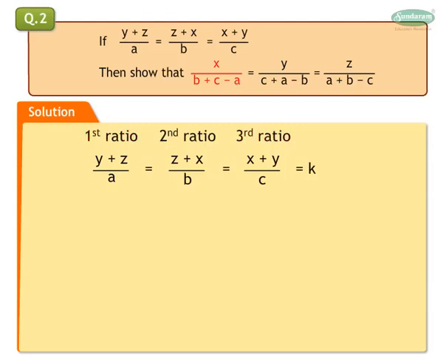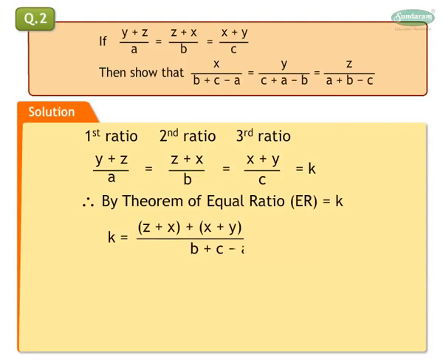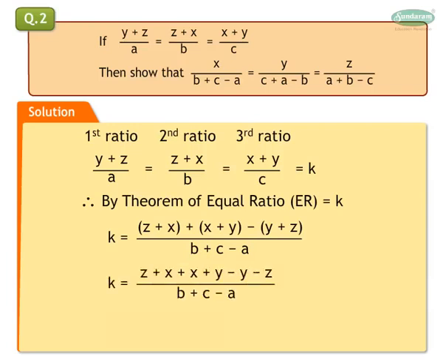Now, since we have to get b + c − a in the denominator, we can use the theorem of equal ratio and write ER, which is equal to second ratio plus third ratio minus first ratio. We hence get ER equal to ((z + x) + (x + y) − (y + z))/(b + c − a). We now simplify to get ER equal to 2x/(b + c − a). Let us mark it as statement 1.